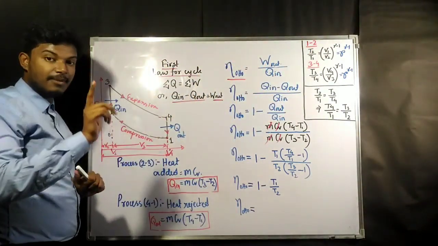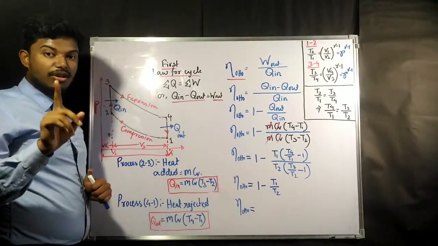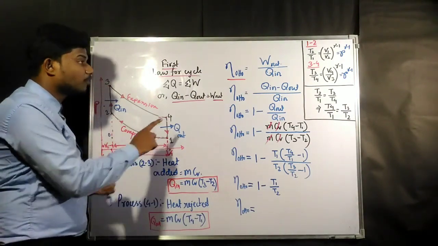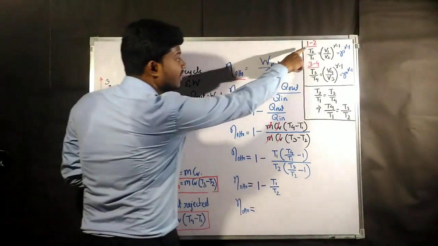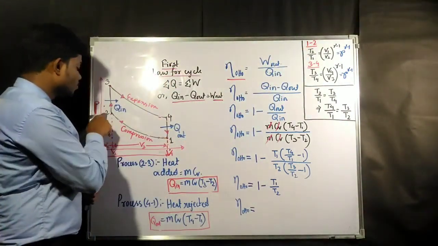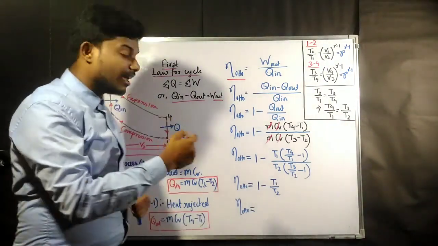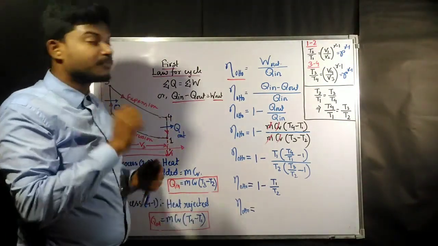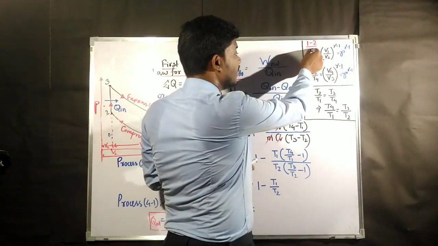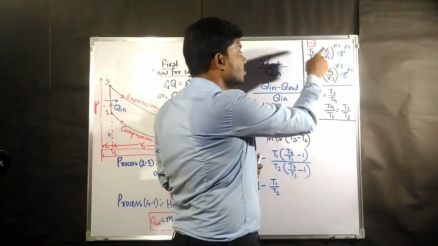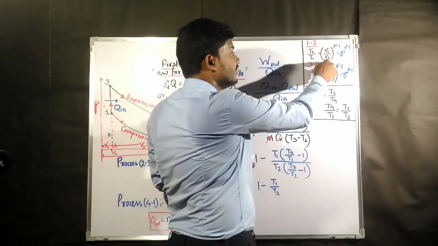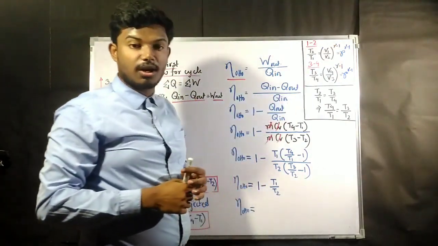Now you will find that if you check your notes, I have said for an adiabatic process, from 1 to 2, it is an adiabatic compression that is going to take place. So for the adiabatic process, we have found that the final temperature by initial temperature is equal to the initial volume by final volume to the power gamma minus 1.